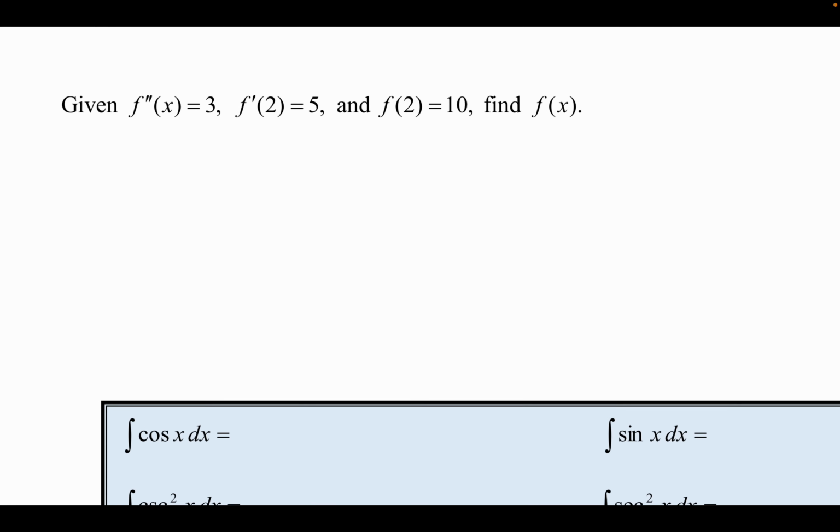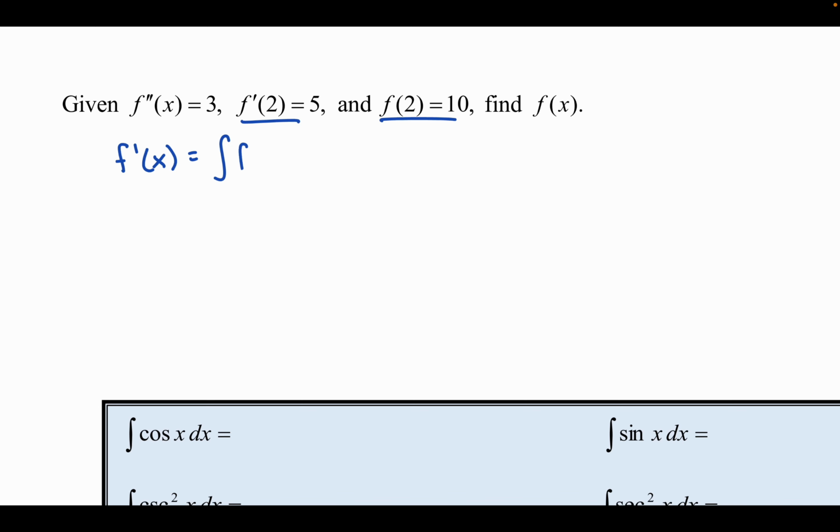Here's a more conceptual question. If we're given that f double prime of x equals 3, so that's the actual function, is 3, and then we're given specific points, f prime of 2 and f of 2, we want to find what is the function f of x. So what we're going to do here is I know that f prime of x is the same thing as the integral of f double prime of x dx. And I'm actually given what f double prime of x is. That is 3.